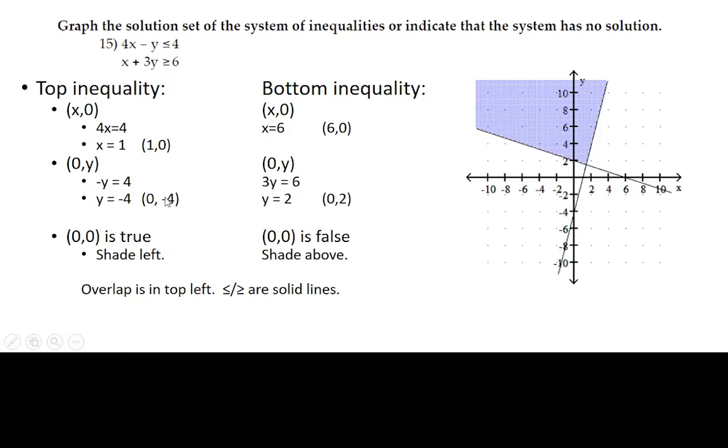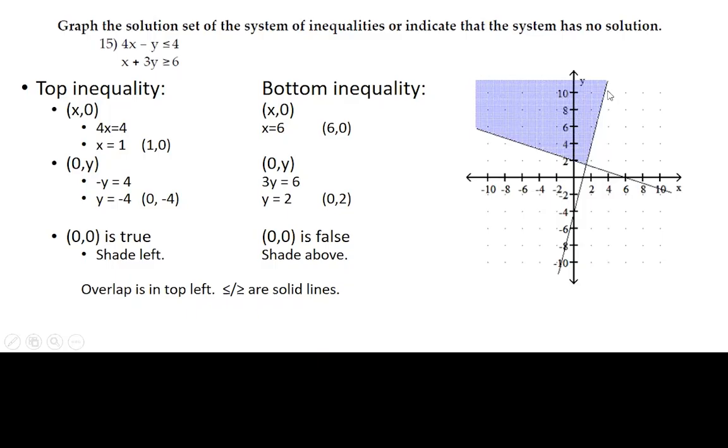So let's graph that line that we get from the top inequality. A point at 1, 0, which would be right here. A point at 0, negative 4, which would be down here. So this line right here, we get from the top inequality.